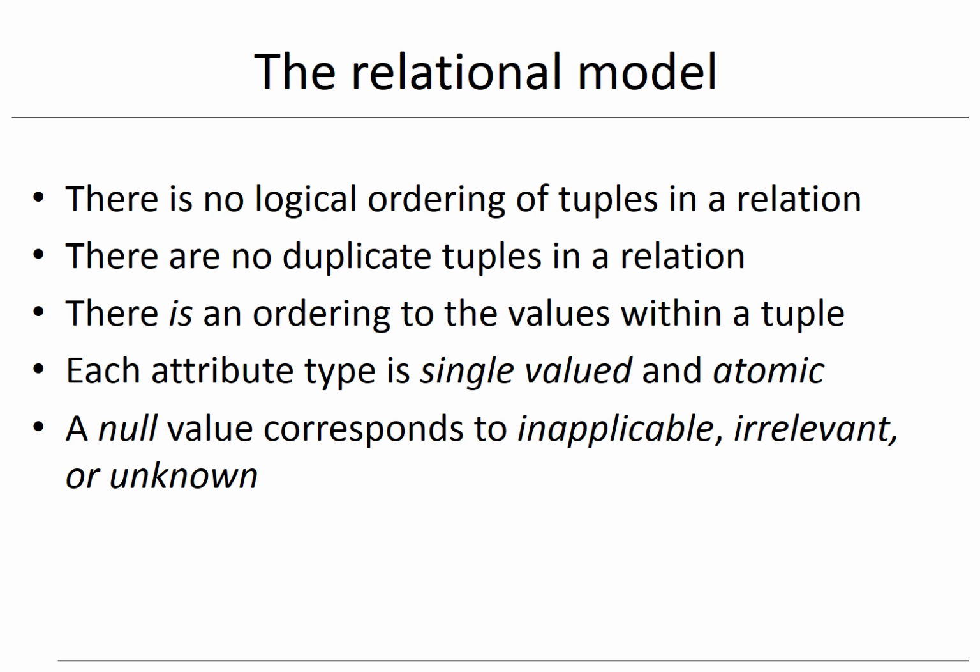According to the relational model, each attribute type is single-valued and atomic. Hence, no composite or multi-valued attribute types are allowed. As we already mentioned, a null value corresponds to inapplicable, irrelevant, or unknown.